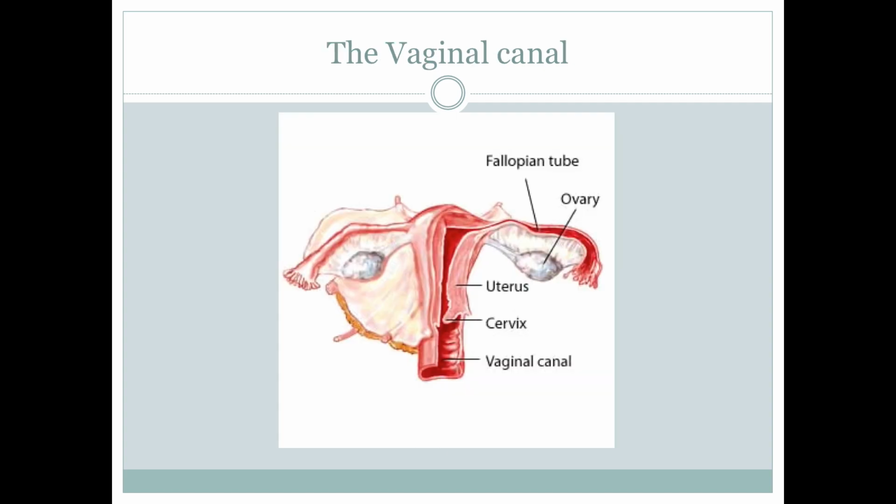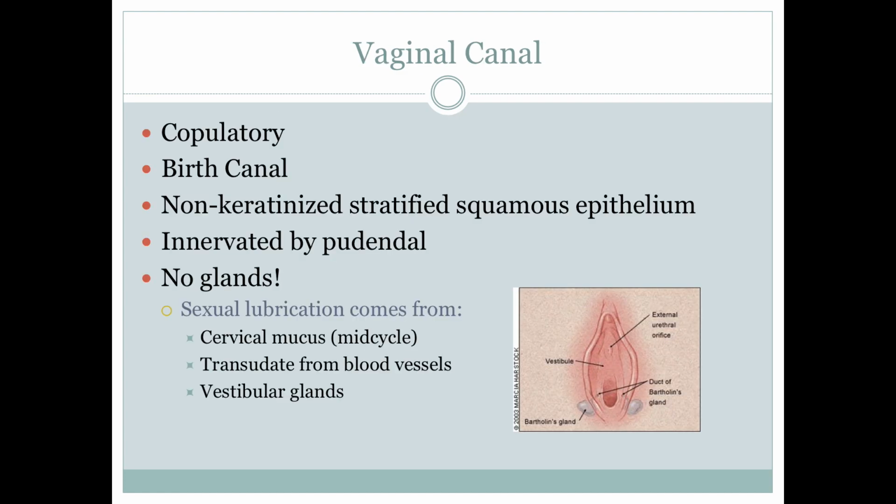Then finally, there's the vaginal canal, which is rugated. Again, it becomes very long during sexual excitation. It's copulatory. It's also the birth canal. It's non-glabrous, which means there's no hair on it. It's non-keratinized, but it's stratified squamous epithelium. So the actual vaginal canal, there's not hair inside of it. It's just smooth tissue. The pudendal is a low sacral nerve, and that provides a lot of the innervation. The vaginal canal itself actually doesn't have any glands in it. Instead, the cervical mucus provides a lot of the lubrication to the inner canals.